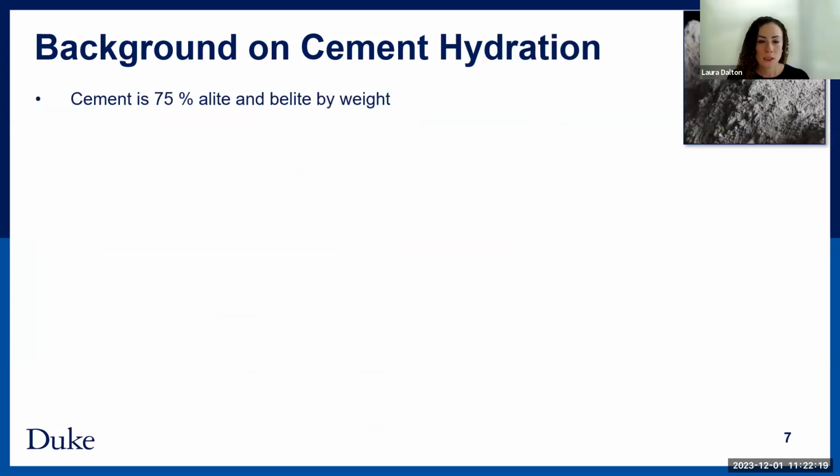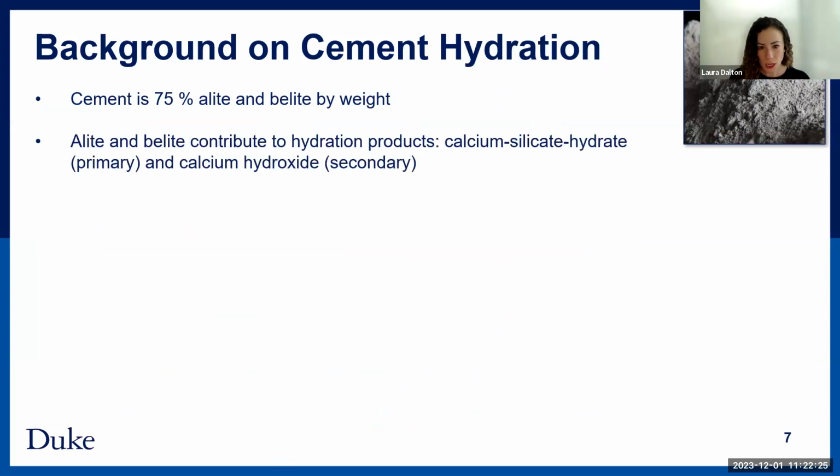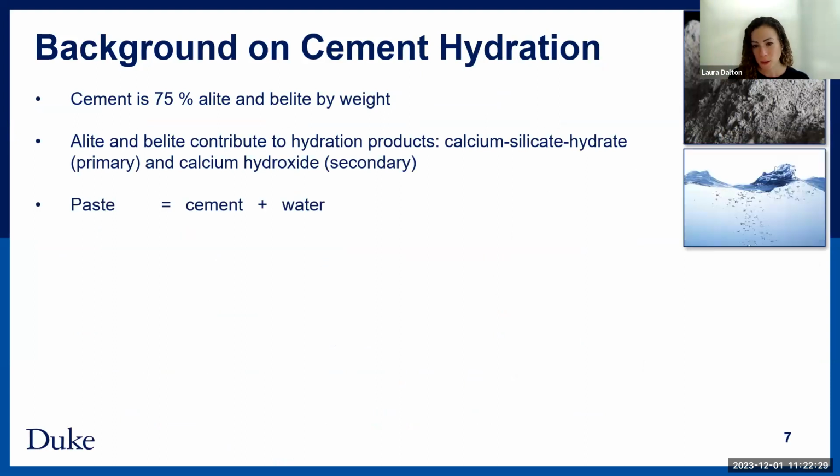And so just a quick background on hydration. The main components are alite and belite, and these contribute to our hydration products when we add water. So you start having this reaction of hydration, and we get calcium silicate hydrate, which is the primary binding material that binds all the aggregate together in concrete. And then calcium hydroxide is the secondary component that's technically less stable than calcium silicate hydrate.